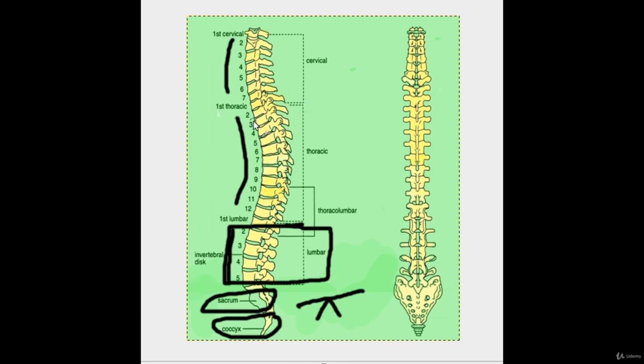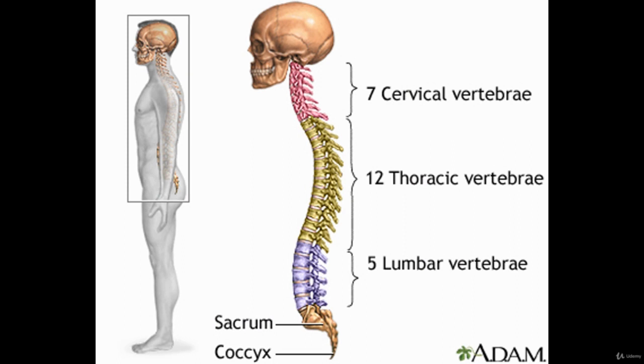Meanwhile, the thoracic area provides a support system for the body's rib cage, and the cervical area provides a support system for the neck. We can see here that there are 7 cervical vertebrae, 12 thoracic vertebrae, 5 lumbar vertebrae, and then the sacrum and the coccyx. The pelvis, which includes the sacrum and the ilium, provides the stability for the bottom of the spine.